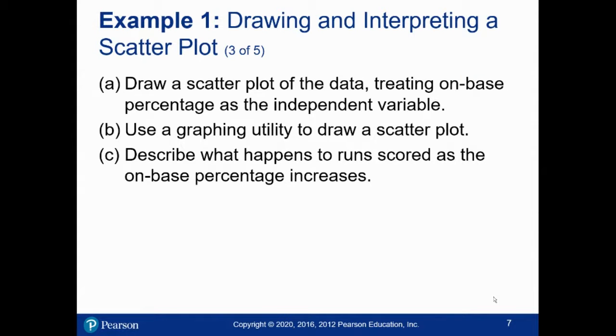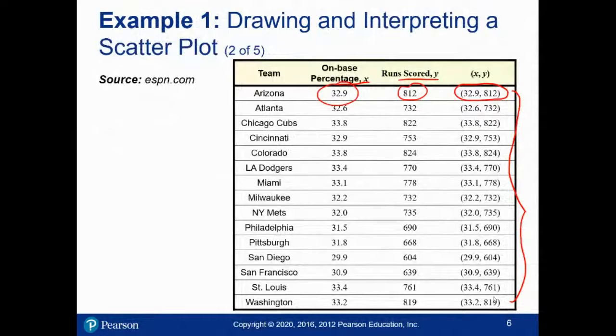So the three things we want to do: draw a scatter plot, either by hand or with a graphing utility, and just sort of describe what's happening to the runs scored as the on-base percentage increases. I'm just going to go back to the previous slide to pause there so that if you're doing this, which hopefully we are, you can copy down the data. So here's the chart of data. Can you plot all of these points and describe what's going on?